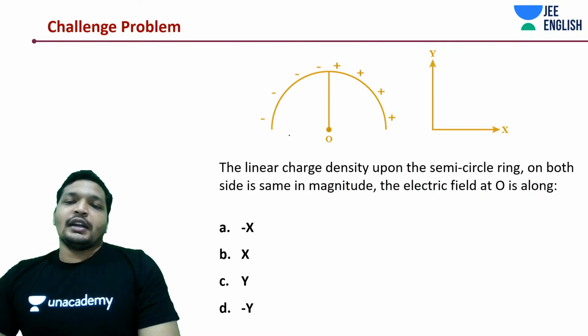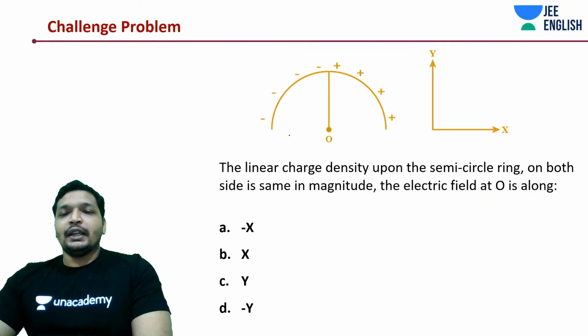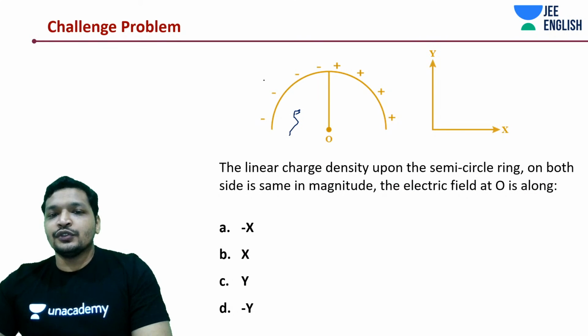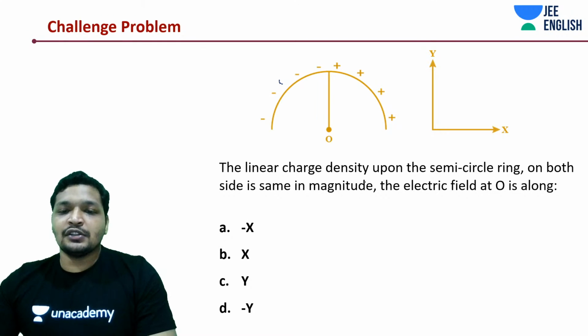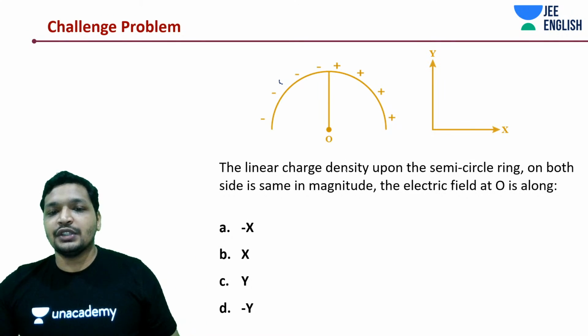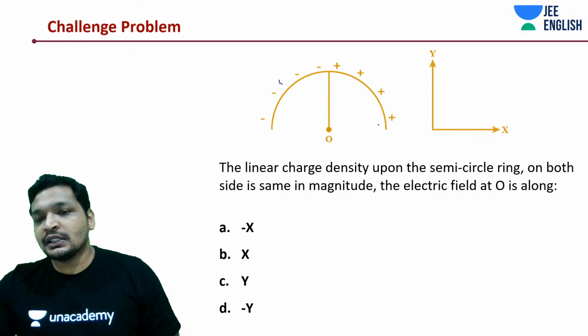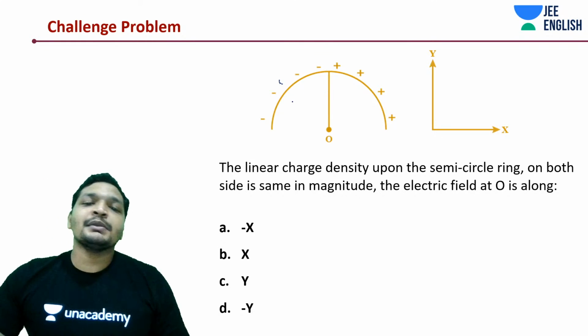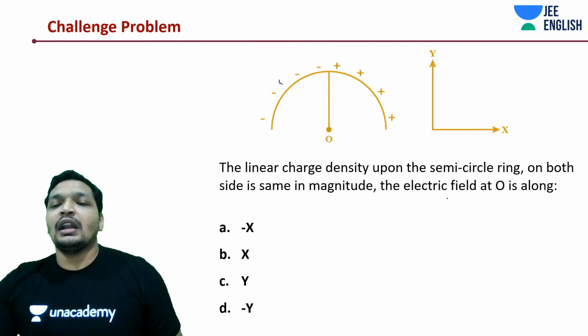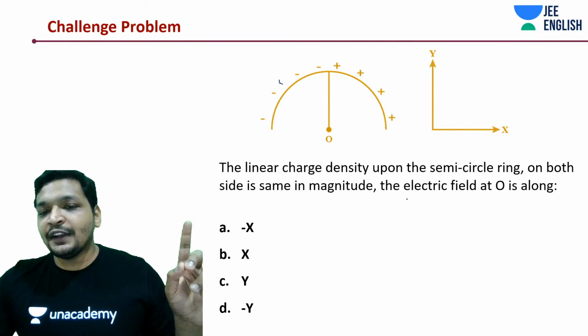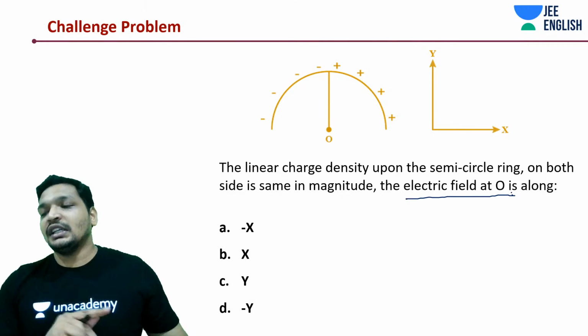All right, we'll get into a very interesting question. Given to you are just two charge distributions, two different kinds of charge distribution. Again, uniform charge distribution. Half of the semicircular ring is given positive charge. Half of the semicircular ring is given negative charge. The axes are given as x and y. Now, what is being asked is the electric field at point O is along which direction?